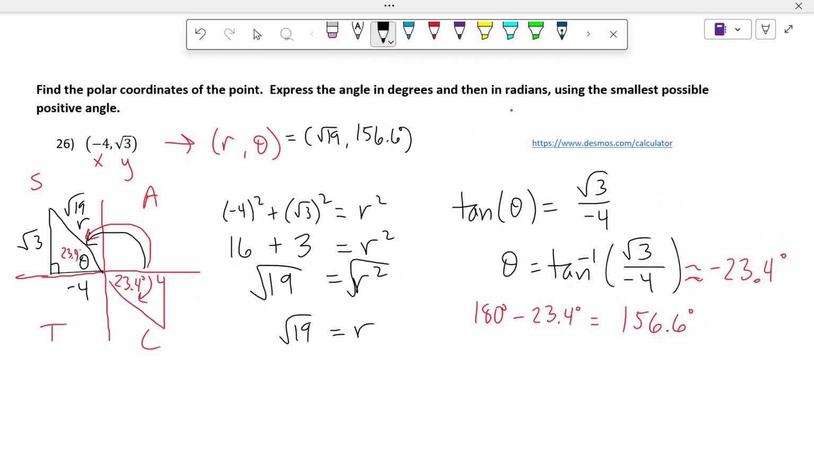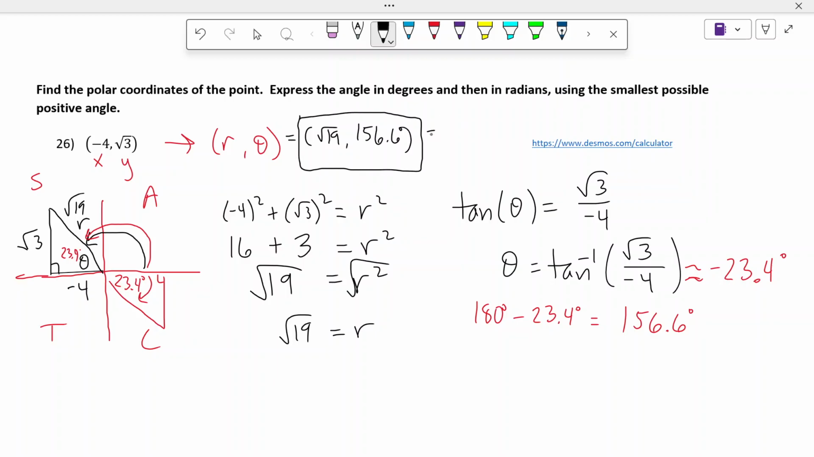156.6 degrees. Notice it says using the smallest possible positive angle. This is a negative angle. In fact, it's in the wrong quadrant. It's the wrong point. But we don't want to go negative this way either, that would be too much. We don't want to spin around a bunch and then get there. We just want the most direct positive angle, which is what we just did over here. So there's our answer in degrees.